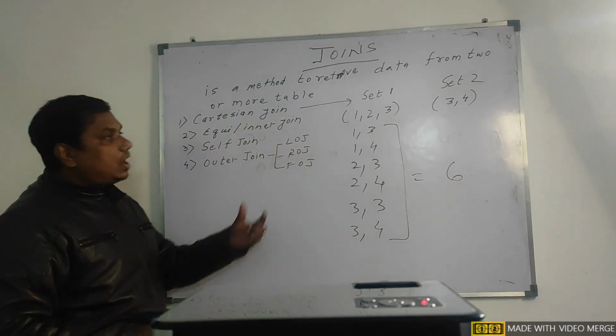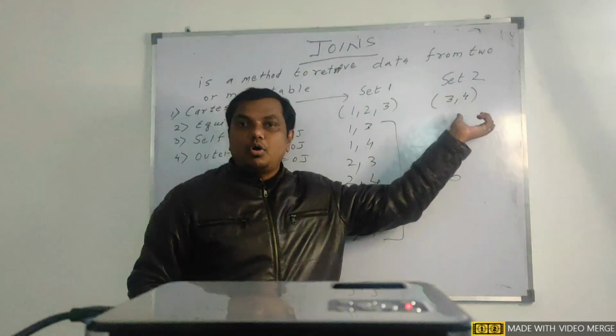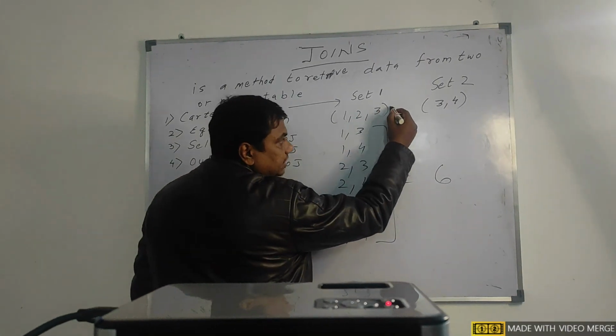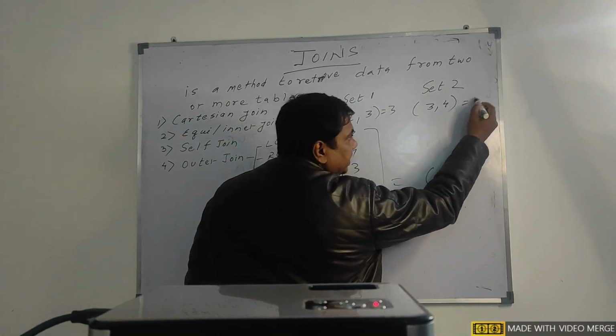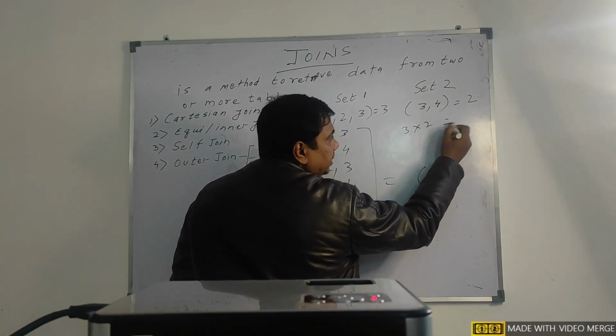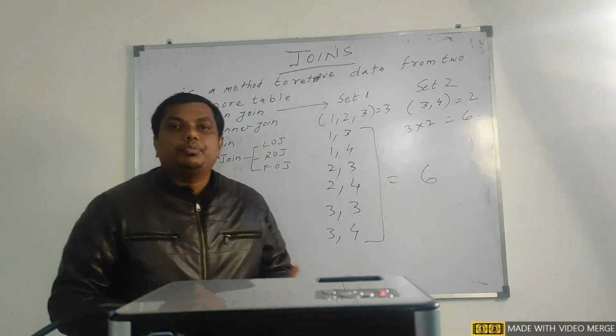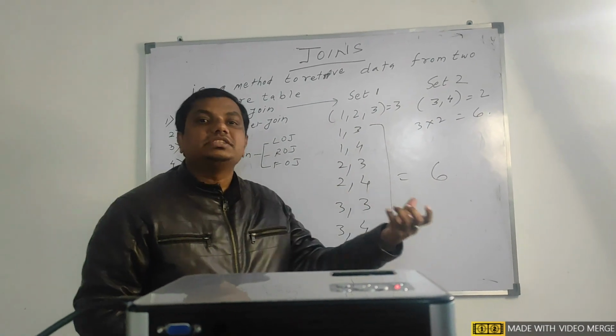So we also say the order of set 1 is multiplied by the order of set 2. Order means the number of elements. Here there are 3 elements, and here there are 2 elements. 3 into 2 equals 6. So that is what Cartesian join is. It's the Cartesian product of set 1 and set 2.